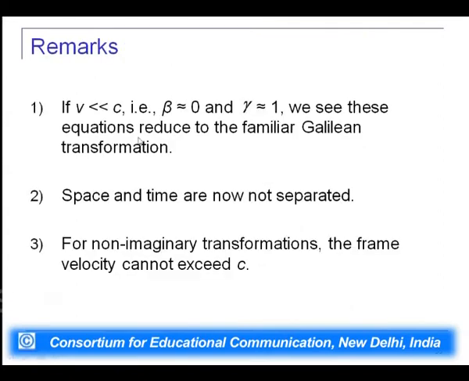What was the remark on this? We know that when v is very much less than c, beta approaches 0 and gamma is equal to 1. We see these equations reduce to the familiar Galilean transformation. It means the Lorentz transformation reproduces the Galilean transformation as a limiting case. Space and time are now not separate, they are considered simultaneously. For a non-imaginary transformation, the frame velocity cannot exceed c. The value of c will be the same.